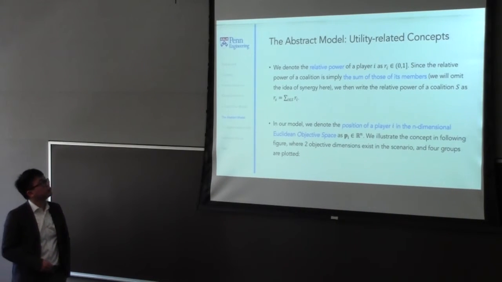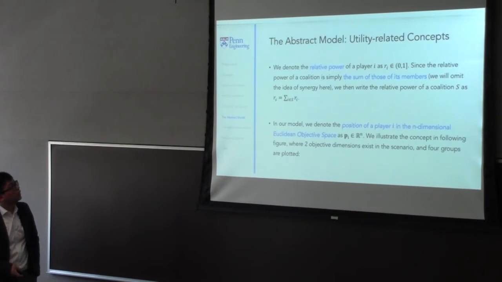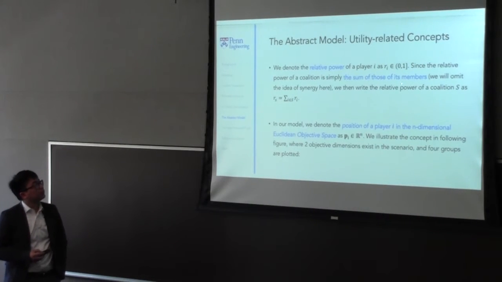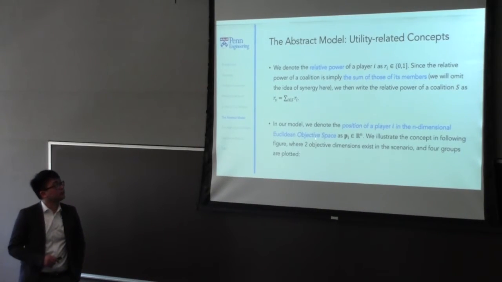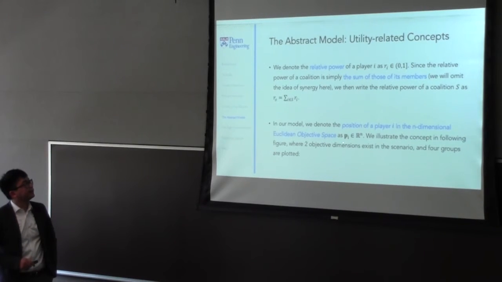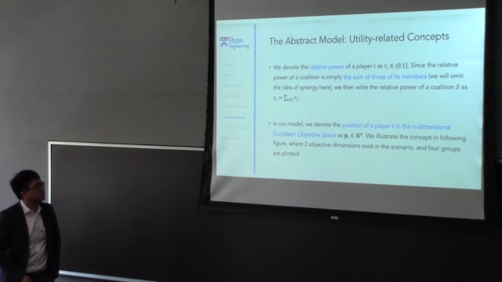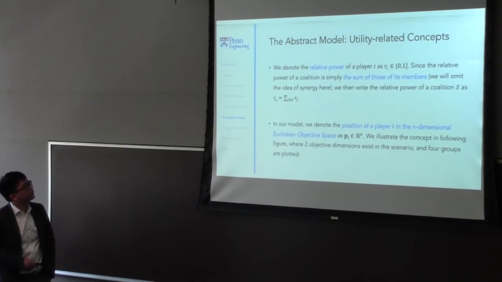There are a few other utility-related concepts in the abstract model. The relative power of a player, denoted between 0 and 1. And then we simply sum up the power of the members to get the relative power of the coalitions. And in the model, we further denote the position of a player i in n-dimensional objective space as p_i, which is essentially a vector of dimension n. And then we illustrate the concept in the following figure. I'll show the figure shortly.